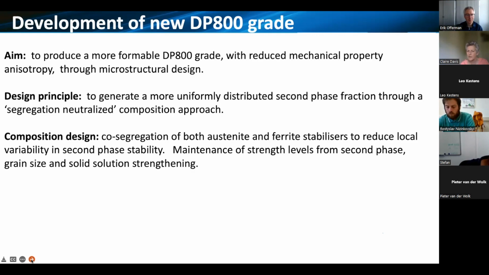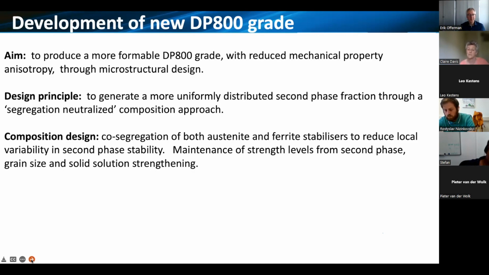And to achieve that, the principle was then to use co-segregation of both austenite and ferrite stabilizers, so that we didn't end up with the conventional manganese-rich areas. They are the austenite stabilizers, therefore that's the last austenite that transforms. It's got carbon in it, so you get the banded austenitic structure.